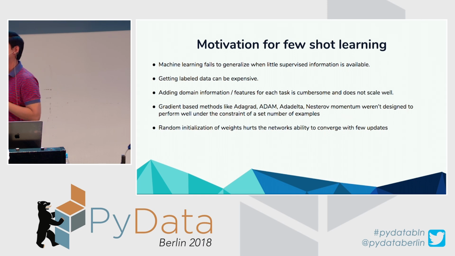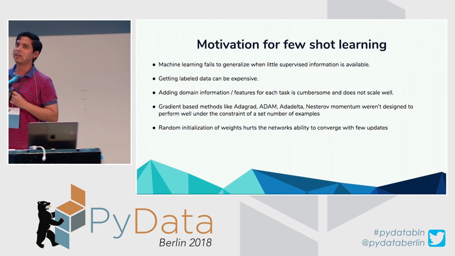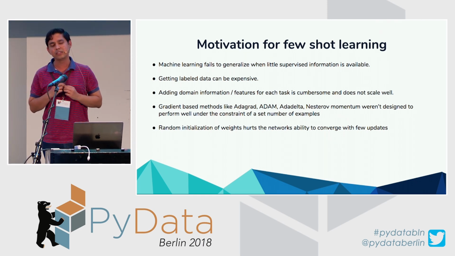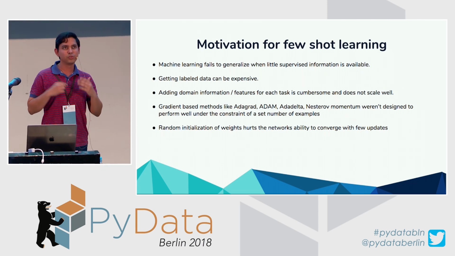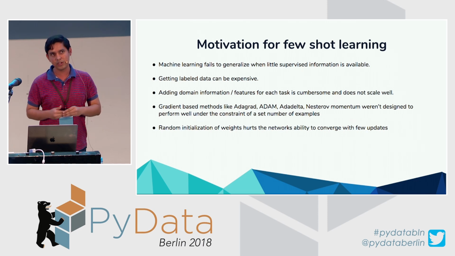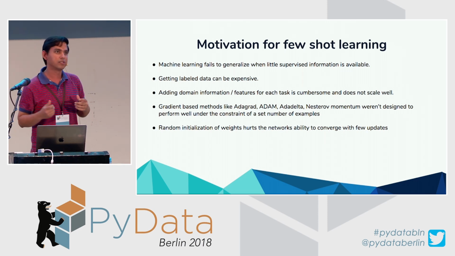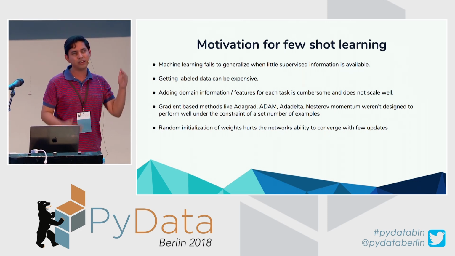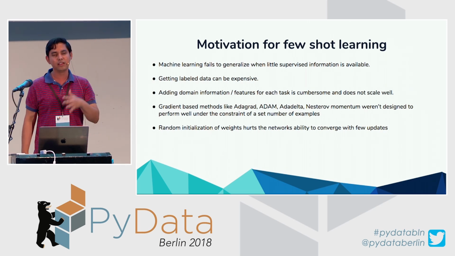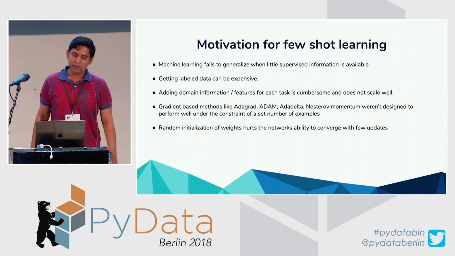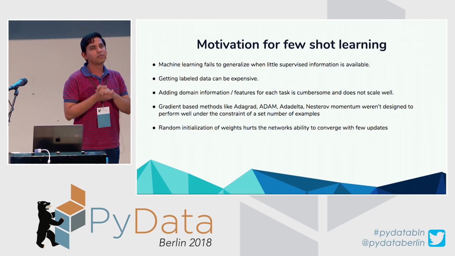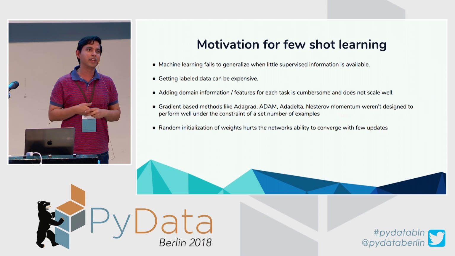Fourthly, all these gradient descent methods that are currently employed in CNNs are just not made to work under the constraint of a small number of samples. So you need to give a lot of samples so that it can properly gradient descend and find the lowest minimum in your loss.